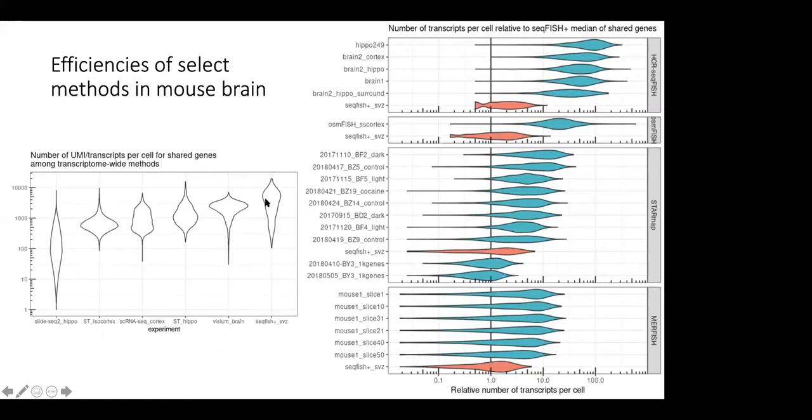So how does this compare among the various single-cell resolution spatial technologies? Highlighted here in red is seqFISH+. It's the same one, and we see that there are many other technologies that are single-cell resolution that do capture even more transcripts in cells than seqFISH+.